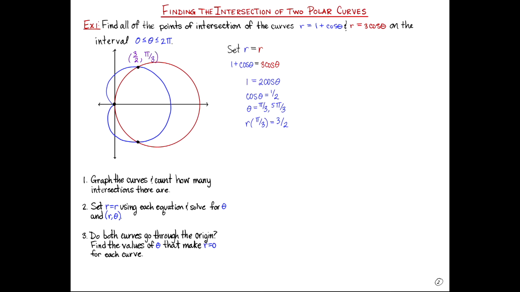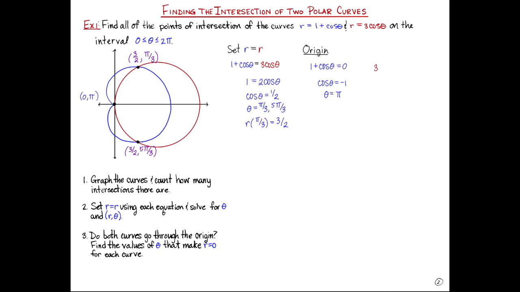Since red and blue make purple, I thought I'd write this point in purple. In the fourth quadrant, we then have (3 halves, 5 pi over 3). Next, we need to know where each of these curves go through the origin. To do that, we need to set each one individually equal to 0, starting with 1 plus cosine theta equal to 0. We have cosine theta equal to negative 1. And solving for theta, we have that theta is equal to pi. Going over to our sketch, we can label the point (0, pi).